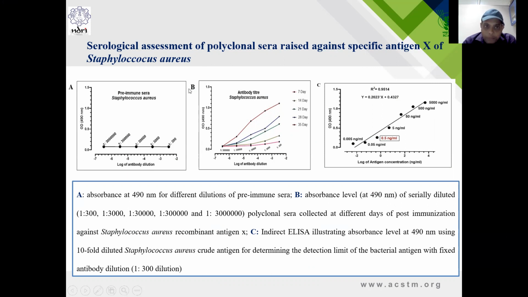Coming to figure B. In figure B, we collected the sera at defined day intervals of 7, 14, 21, 28, and 35 days. Then we did serial dilution. And we saw that at 1:300 dilution at 35 days, we are getting the highest titer. So we chose the 1:300 dilution of 35-day sera to detect the limit of detection of the antigen, and we have seen that it can detect up to 0.5 nanogram per ml of antigen in the milk.